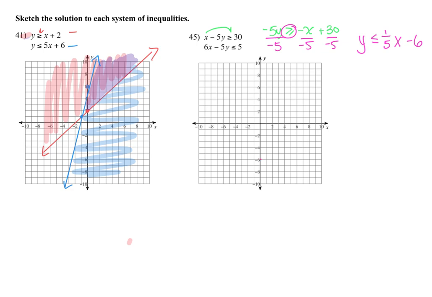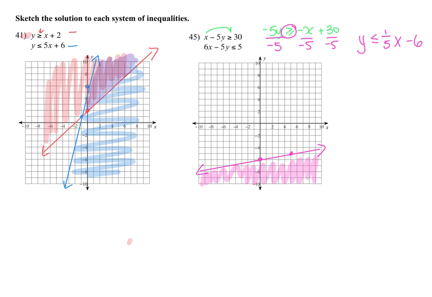So I'm going to start at negative 6. I'm going to go up 1 and right 5. And this is also going to be a solid. What would make it a dashed? None of these are dashed. What would make it a dashed? If it did not have the or equal to piece. All right, this line's really easy to see where I'm going to shade. Since I flipped that sign from greater than to less than because of this particular slope, it's easy to see that I am going to be shading down here with this one.